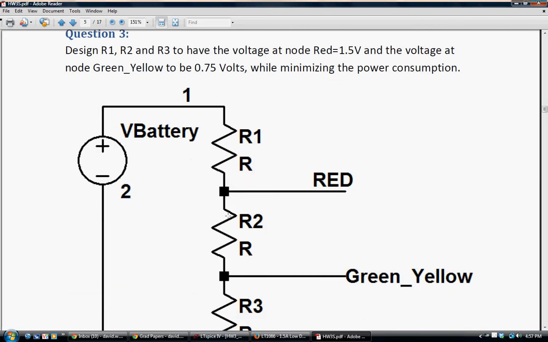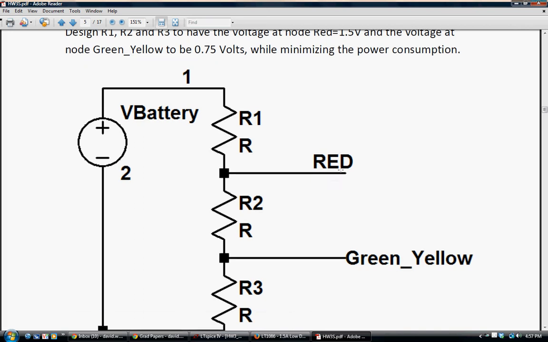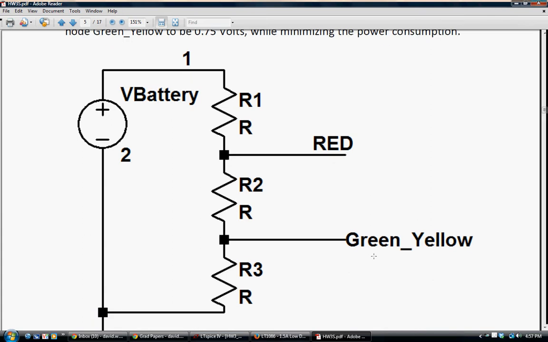Okay. Design R1, R2, R3 to have the voltage at node red 1.5 and at green yellow 0.75. Now I encourage you to read the full solution here, but essentially what people tend to mistake is that the voltage drop across R2 is not V-red. V-red is the voltage drop across R2 and R3.